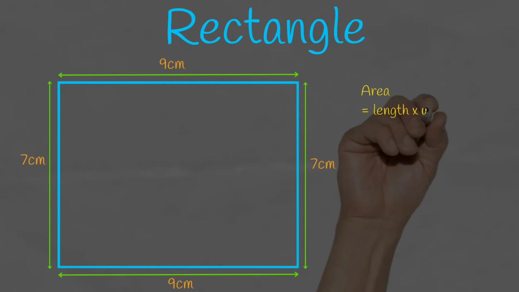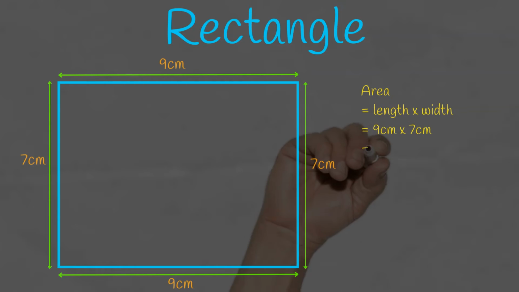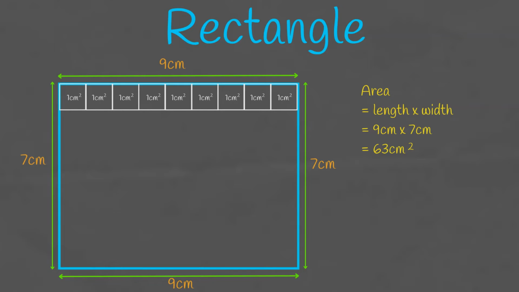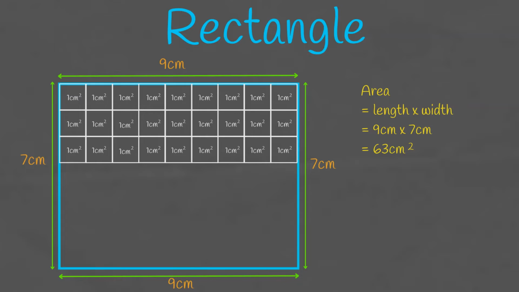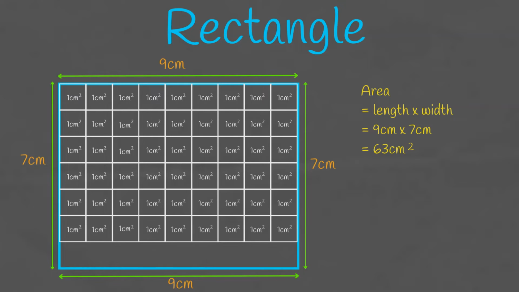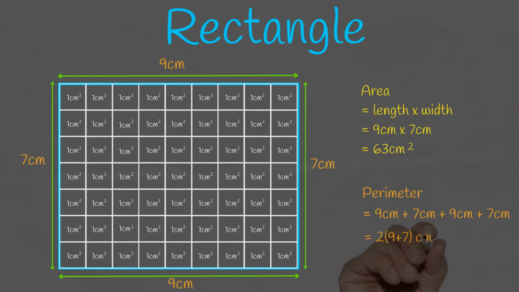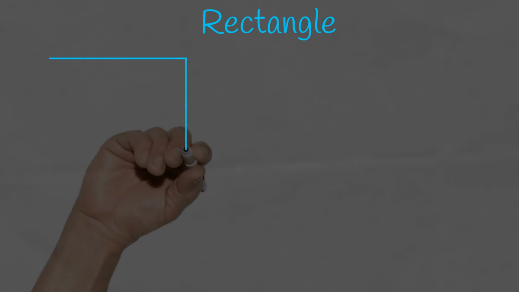Well, to get the area, we times 9 by 7, so the answer is 63 centimetres squared. And this would mean we could get 9 unit squares across the top, and we'd get 7 rows of them. And if you have the patience to count them all, you'll find there are 63. And can you find the perimeter of the rectangle? Pause the video here if you need more time. And as before, you can add all the sides up, or you can do 2 times 9 plus 7, which is 32 centimetres.